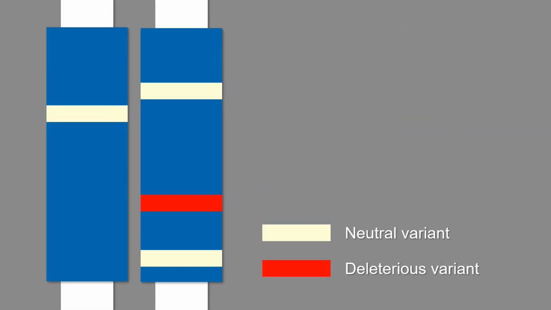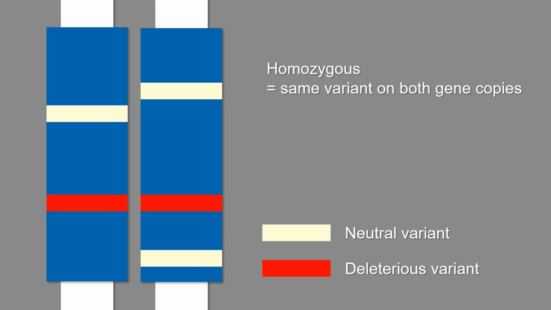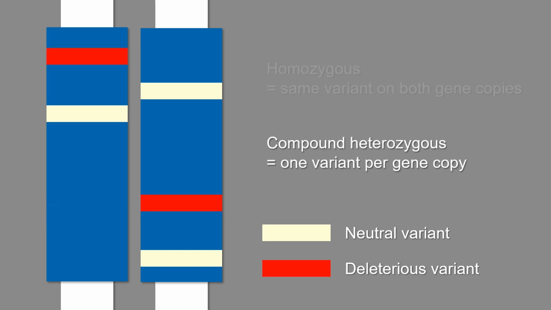Mutations can occur at any position in a gene. There are neutral variants and potentially disease-causing variants, shown here in red. An individual will develop ARID if there is at least one deleterious variant on both gene copies. If the variant is located at exactly the same position on both copies, this is called homozygous. If the variant is located at different positions on the 2 gene copies, this is called compound heterozygous.